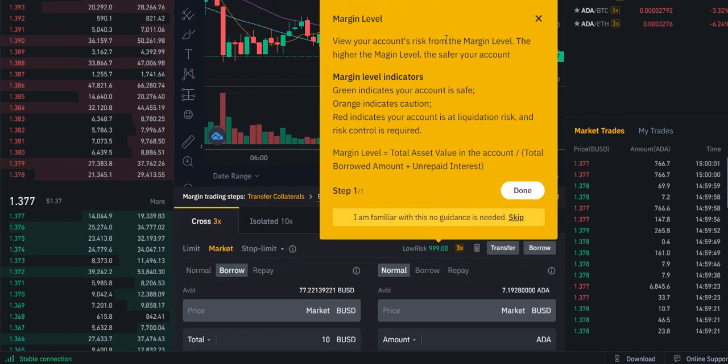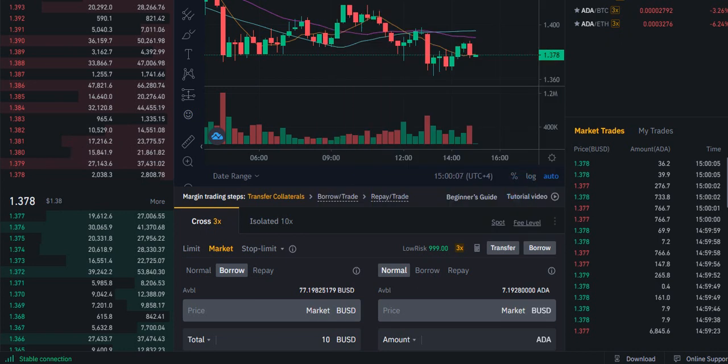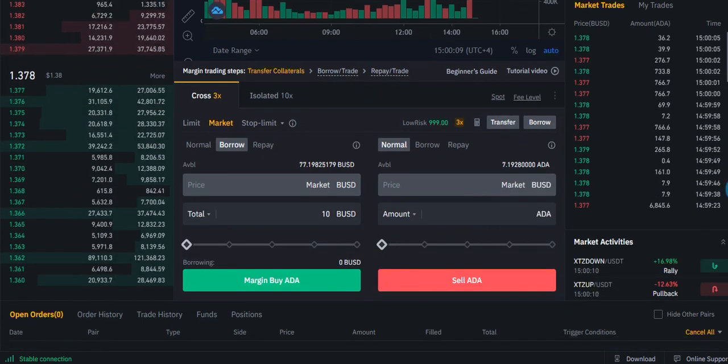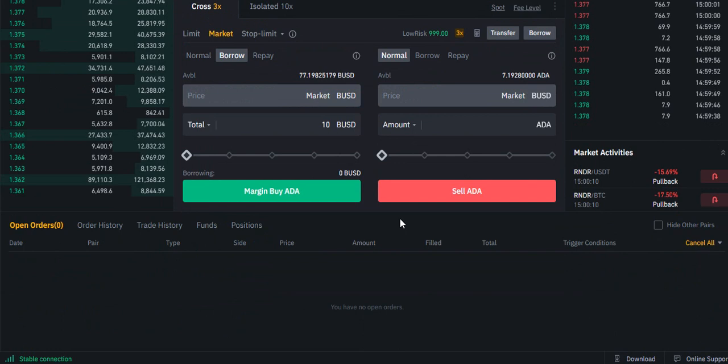Then all this comes up, the margin level indicator, and you will receive a message about the risk in margin trading. I'm not interested in margin trading, but here I have to show you how we do this margin trading. So the margin trading order is placed.